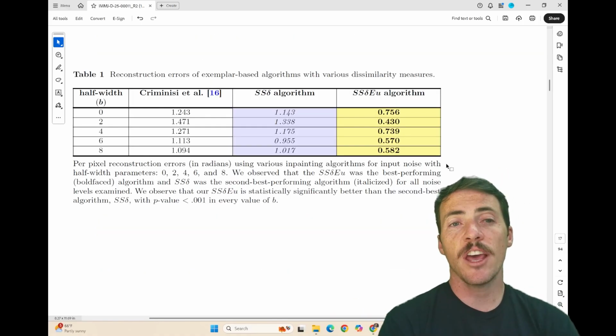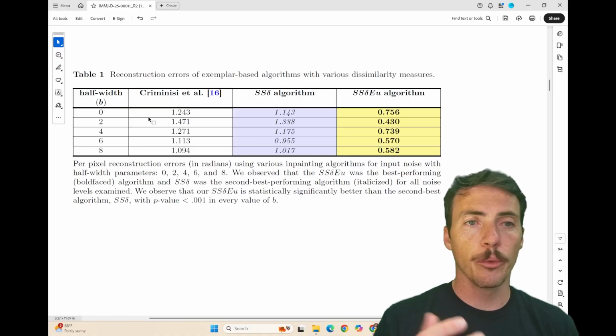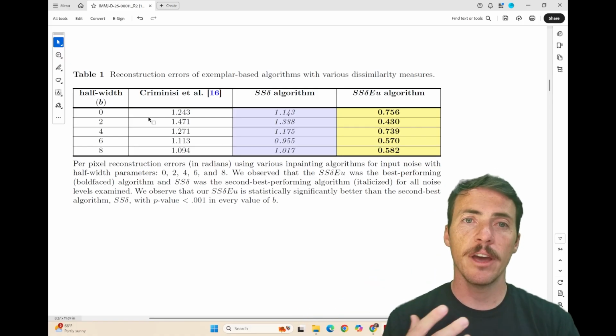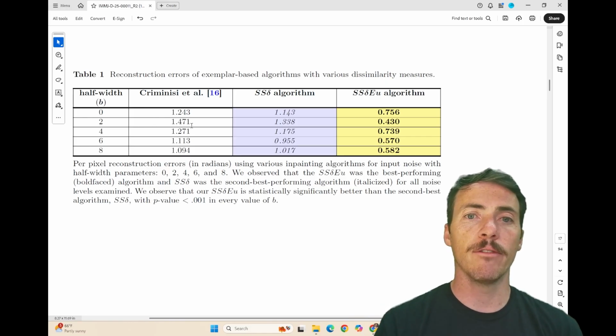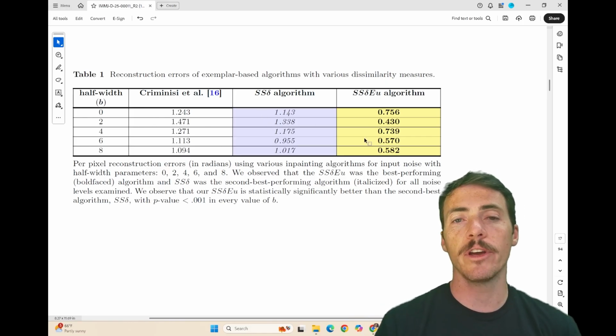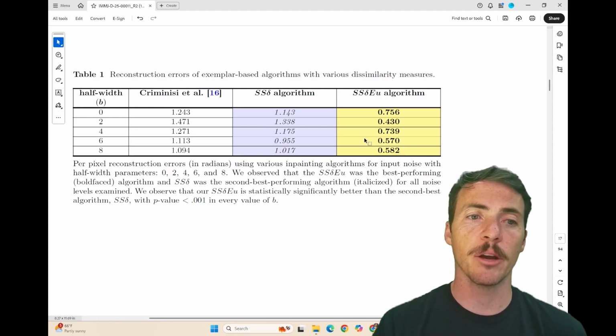And you see in this table here, comparing the reconstruction error, when you knew what it should have been and you compare what it actually produces, how dissimilar is it? You have large variation with Criminisi, lower variation, and the lowest variation with their modified approach, with this hybrid approach.